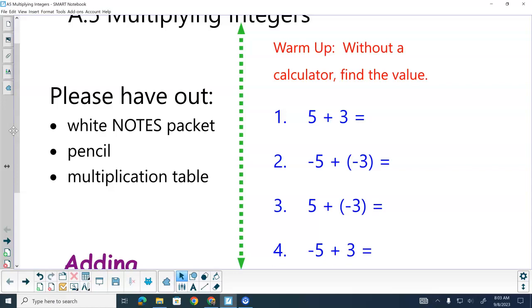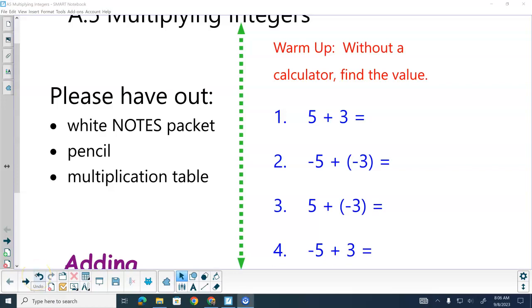While I'm passing those out to everybody, if you could do these 4 warm-up problems, please. Okay? Do those 4 addition warm-up problems, please.